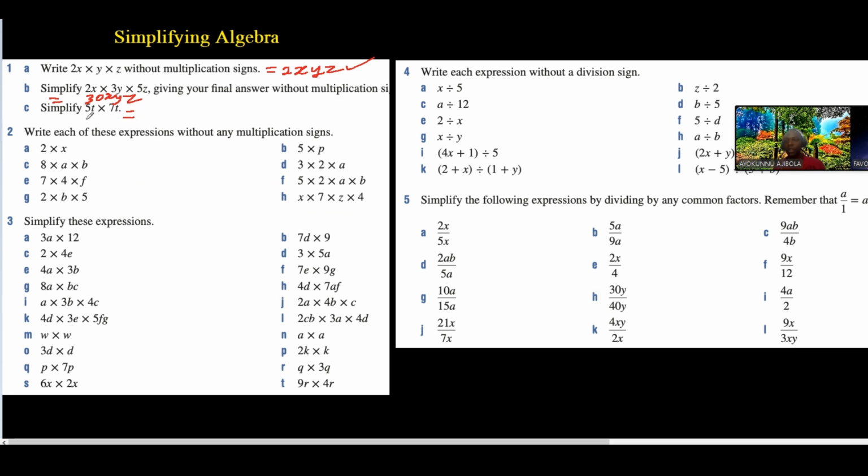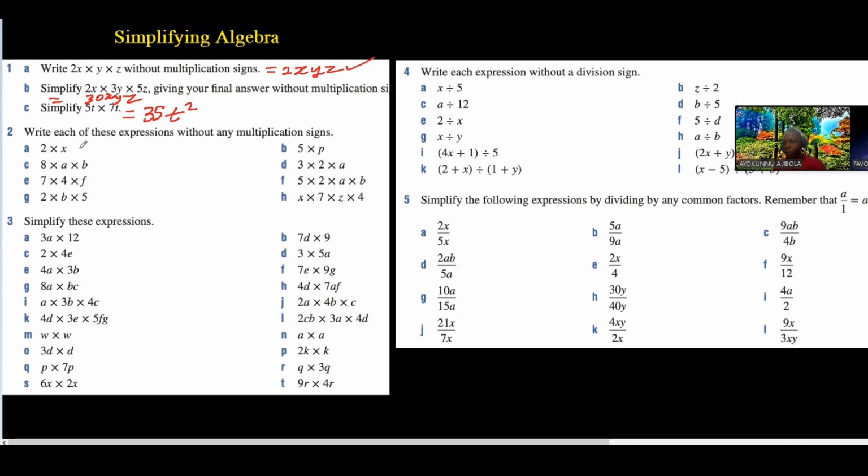And the next one says 5t times 7t. 5 times 7 is 35, and t times t is t squared. So that means I'm going to have 35t squared.